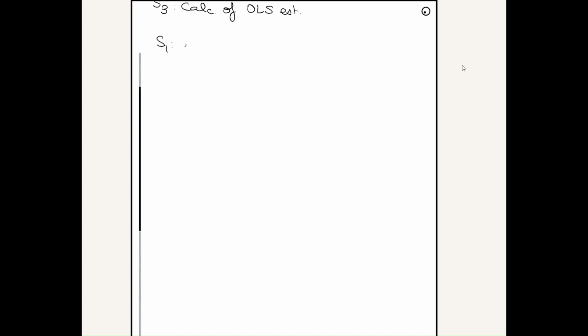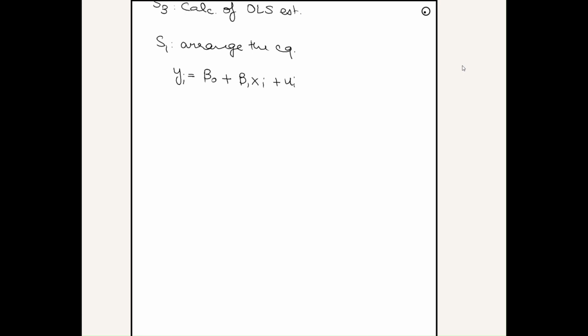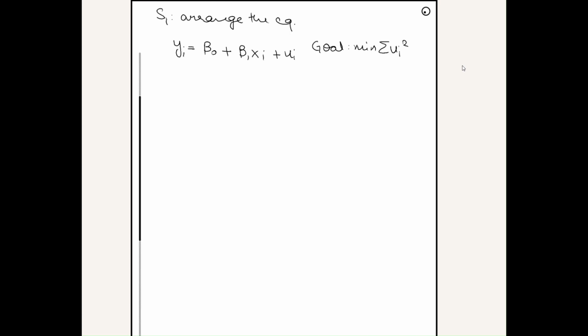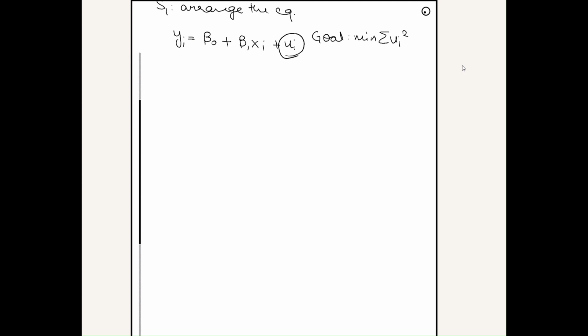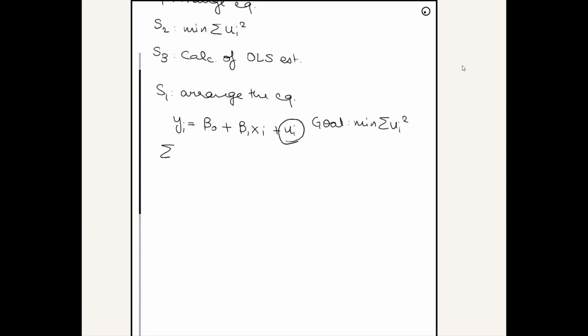Now, bouncing in on step one. Step one is we arrange the equation. How do we define the equation? So our equation is y equal to beta naught plus beta 1 xi plus ui. Our goal is to minimize the sum of ui squared. So we take this particular function and bring it forward. So we have ui is equal to yi minus beta naught minus beta 1 xi.